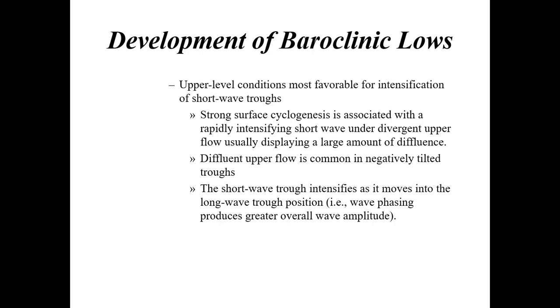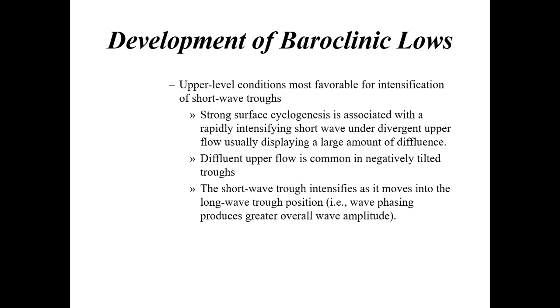You get strong surface cyclogenesis associated with a rapidly intensifying shortwave under a divergent upper flow, usually displaying a large amount of diffluence. Diffluent upper flow is common in a negatively tilted trough. So why are negatively tilted troughs so much more intense as far as storm development goes? We have stronger storms with negatively tilted troughs, and it's basically right there.